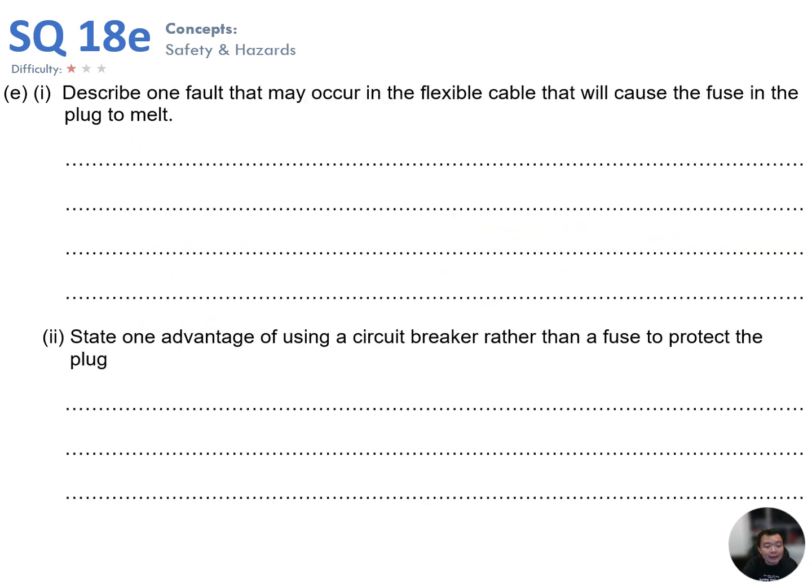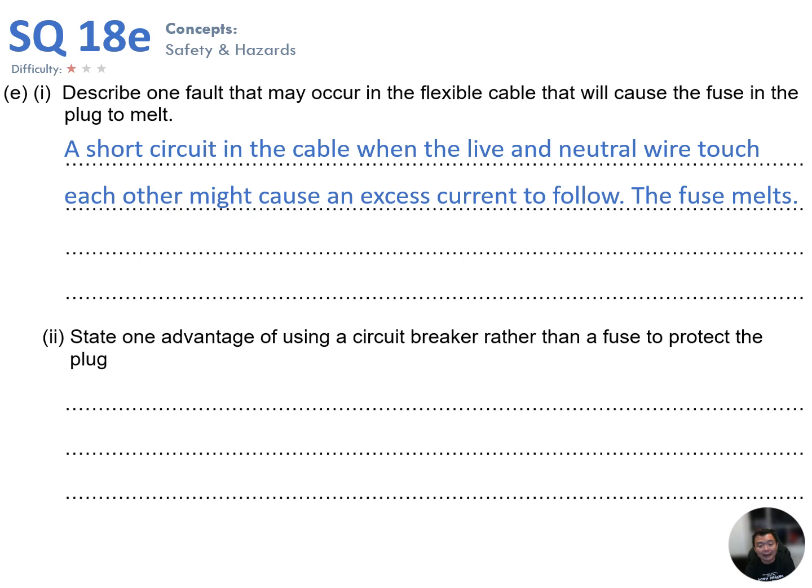In part E, what is one fault that will make the fuse in the plug melt? A fuse will melt when the current is very high. So what is one way to have the current become abnormally high? Short circuit would be the answer. A short circuit will happen if by accident the live wire and the neutral wire touch each other. This will cause the current flow to be very high, and therefore the fuse will melt.